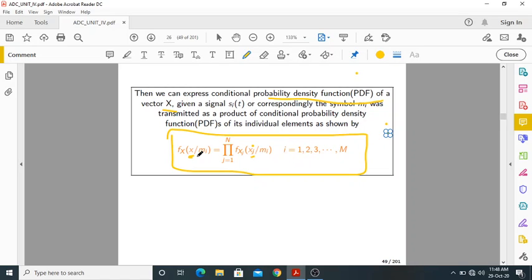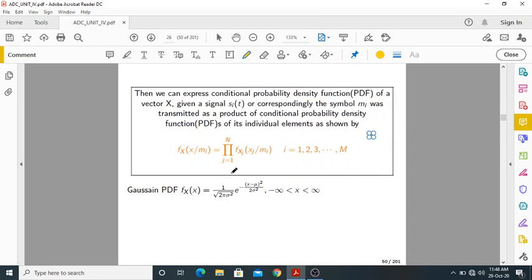Here i is fixed actually. i varies from 1 to M. Please pay your attention here. It is a conditional. What condition? mi means ith symbol is transmitted. The condition is about capital X. So this is about the conditional PDF of the observation vector capital X, or received signal vector capital X, as a product of individual conditional PDFs. We can write so because all these are independent elements.